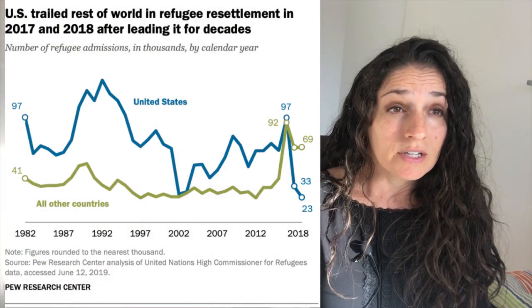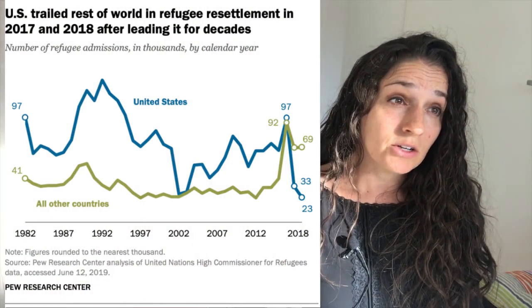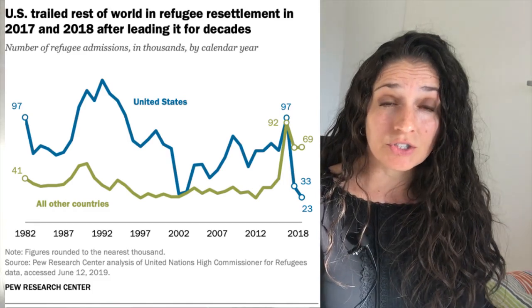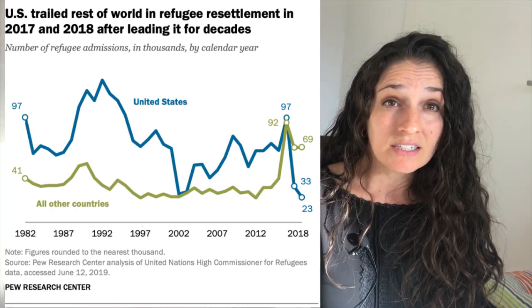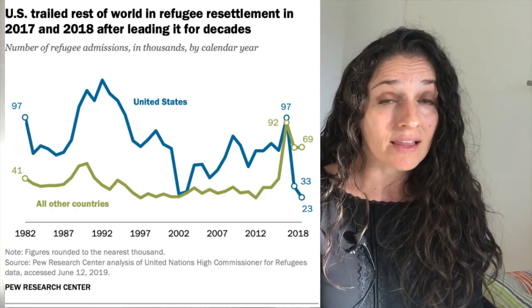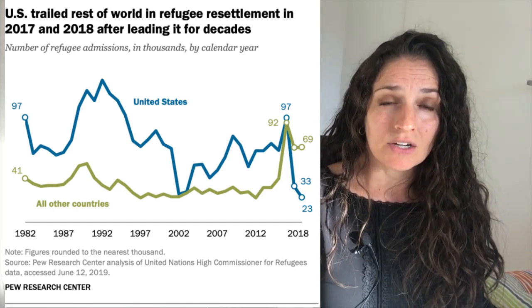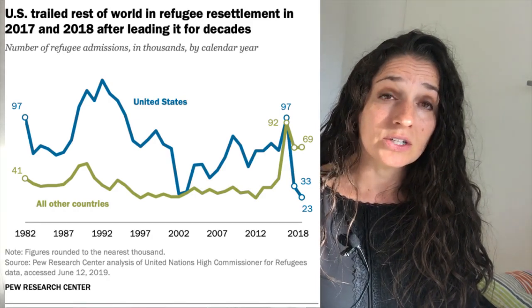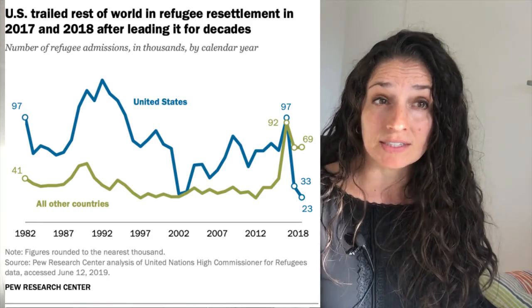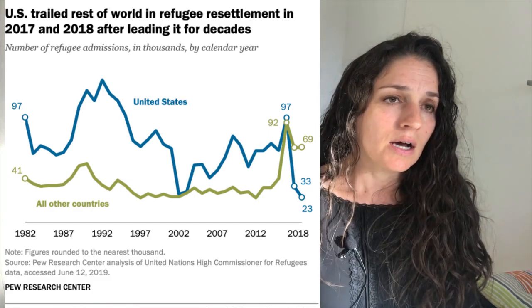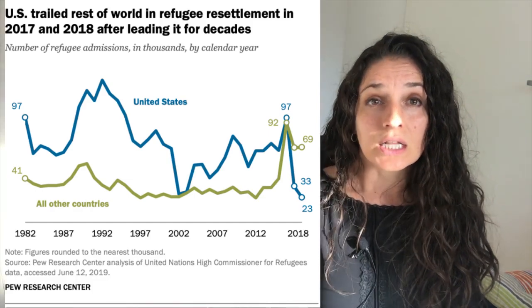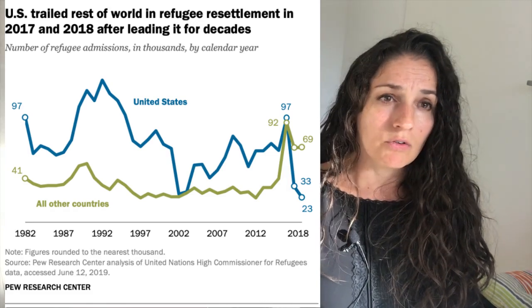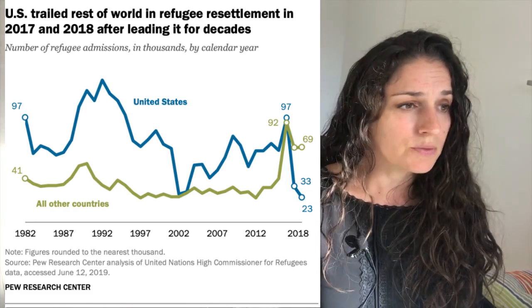The U.S. has also trailed the rest of the world in refugee resettlement in recent years, particularly in 2017 and 2018. And this was really after they had led for many, many years. So the U.S. has really been a leader in refugee resettlement, at least in absolute numbers, until modern day. And that's something that you can see quite clearly in this graph here from the Pew Research Center.